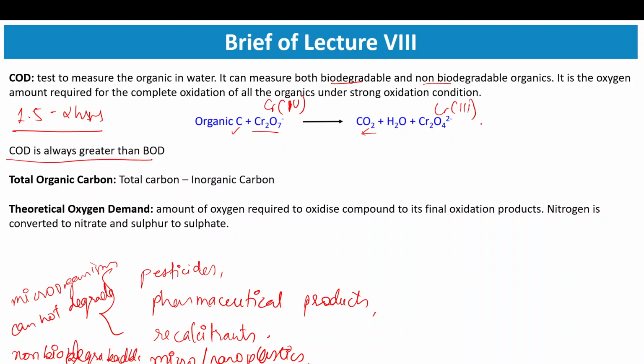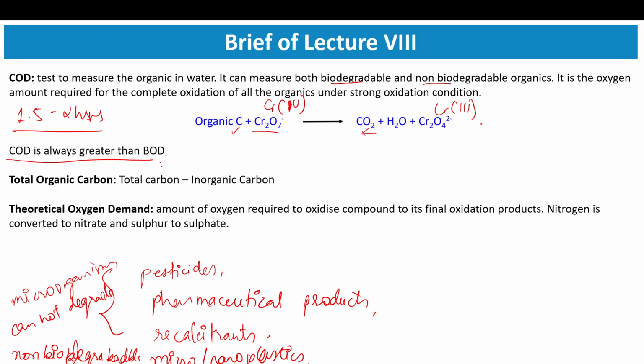Now COD is always greater than BOD. Why? Because in COD both biodegradable and non-biodegradable organics are converted, while under BOD only the biodegradable ones are considered, right?